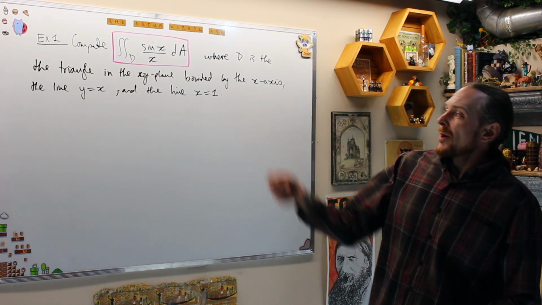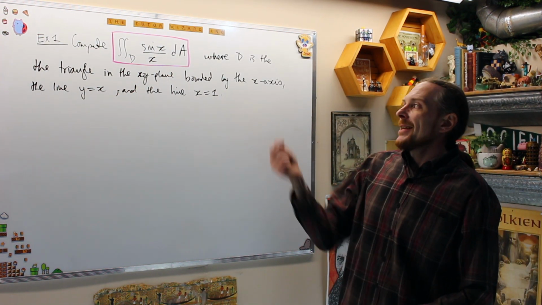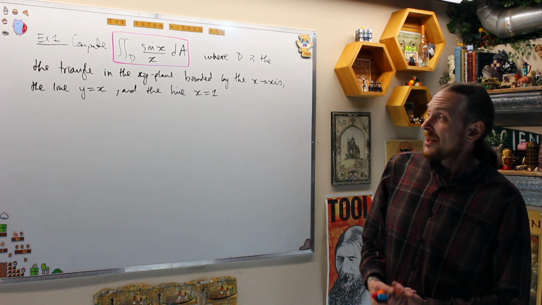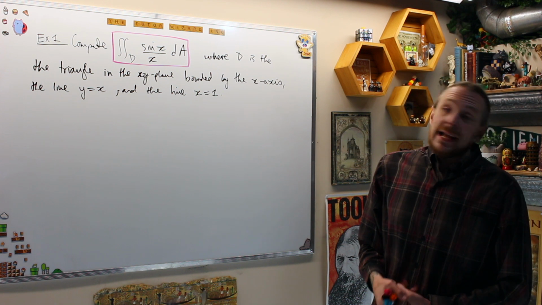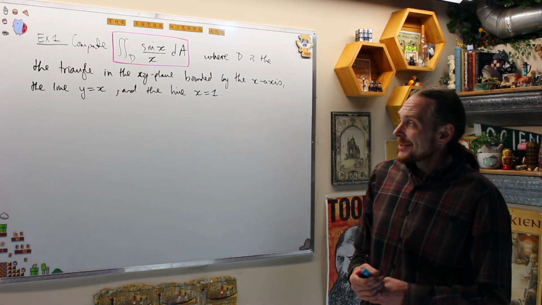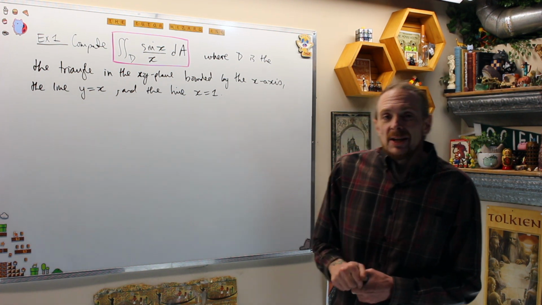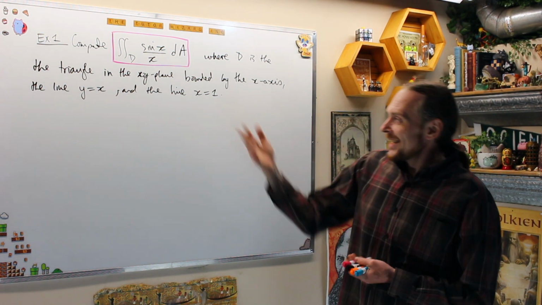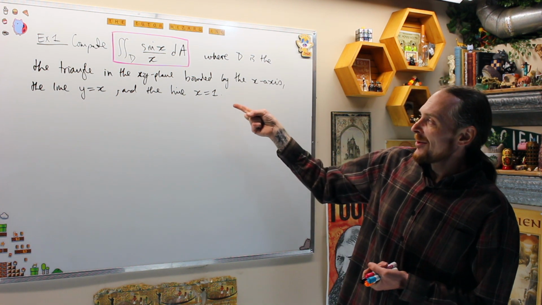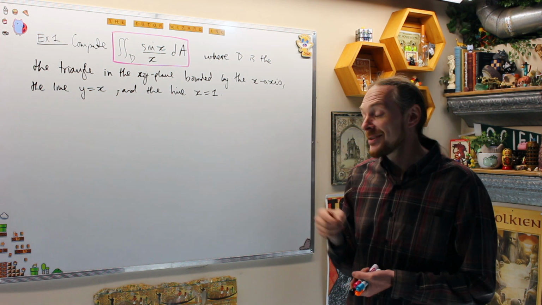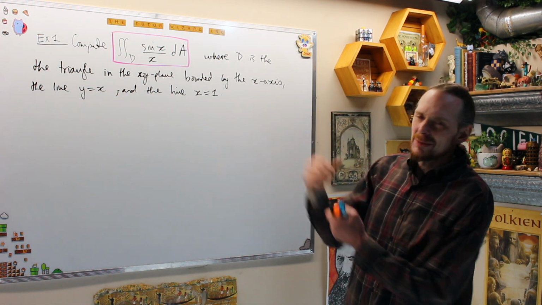Example 1: we want to compute the double integral of sine x over x over D, where D is the region which is the triangle in the xy plane bounded by the x-axis, the line y equals x, and the line x equals 1. Good. This one I sort of picked on purpose because this is the hardest part. They give you now a horrible English sentence and you have to unwind what that means. You have to draw the picture so that you can see what the region is.